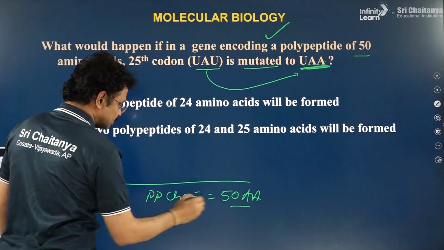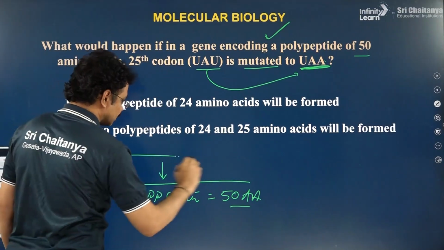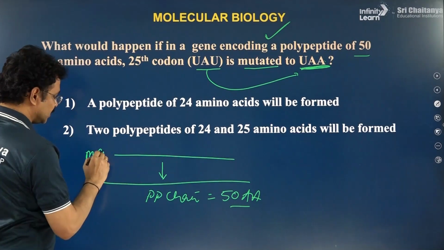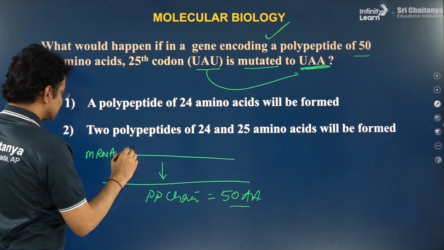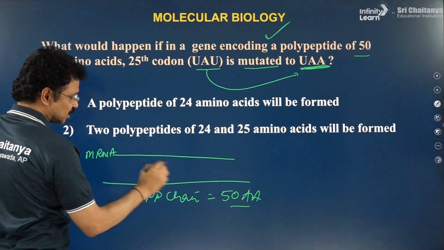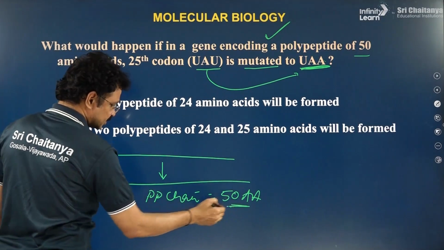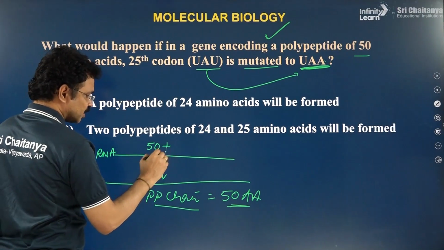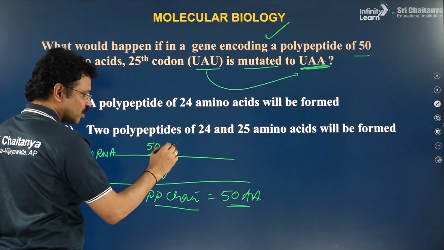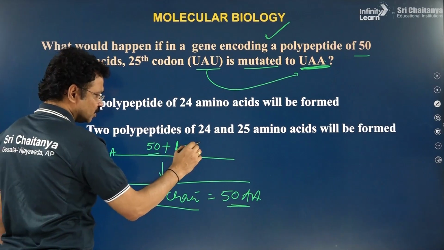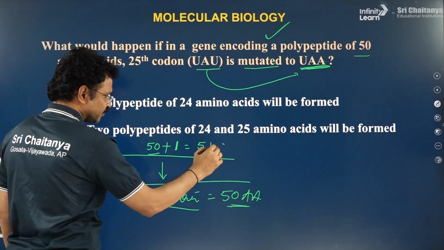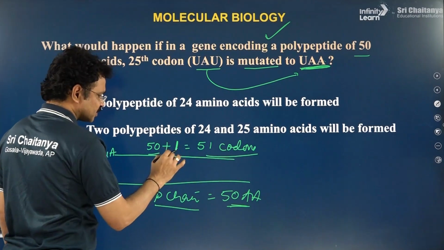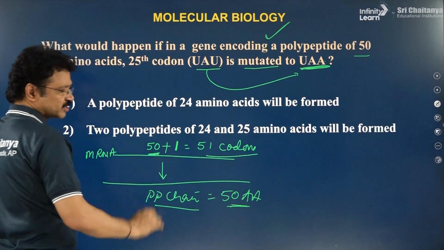So the number of amino acids of the polypeptide chain should equal the number of functional codons of the mRNA molecule. In the mRNA, the number of functional codons is always equal to the number of amino acids of the polypeptide chain. Suppose there are 50 functional codons including the start codon, and 1 is a stop codon. The total number of codons is 51. In this 51, except the last one, all the remaining are functional codons.